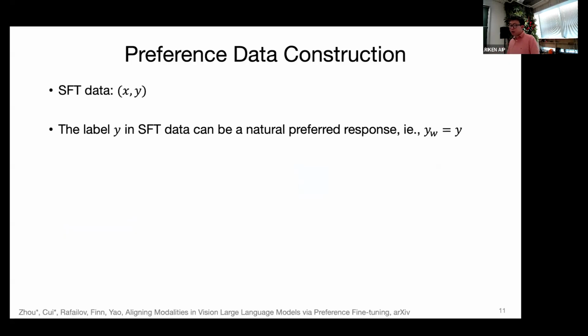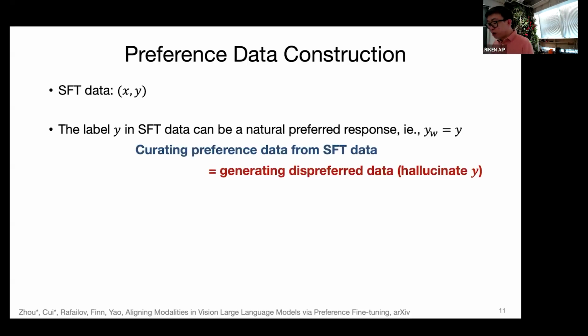Okay, so basically the supervised fine-tuning data can be formulated as XY pairs, and the label Y in this SFT data can be regarded as the natural preference response. So we will treat it as the preferred data with the ground truth labels. What we want to do if we fully leverage the supervised fine-tuning data is to generate the dispreferred data. It means that we have the ground truth and we want to hallucinate from the ground truth to get some dispreferred information.